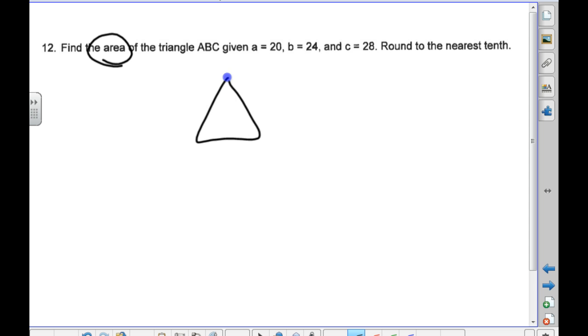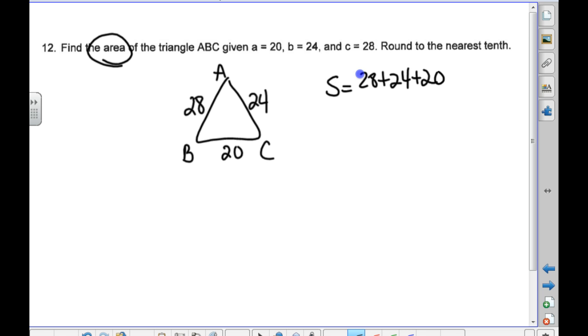This is an area of a triangle given the sides, all three sides, so I'm going to use Heron's formula anyway. You could do law of cosines backwards and find one of the missing angles and then use your 1/2 AB sine of C. But Heron's formula says I want the semi-perimeter, which is add them all up and divide by 2. 28 plus 24 plus 20 is 72.